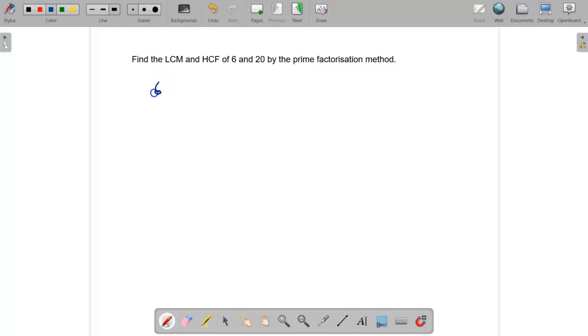For the number 6, we have to consider the prime factors first. What are the prime numbers? They are 2, 3, 5 and so on. A prime number has only two factors, 1 and the number itself. Let me start with the first prime number, 2. 2 threes are 6, and then divide by 3: 3 ones are 3. Once you reach 1, you can stop. So 6 can be written as the product of these two prime factors, 2 into 3.